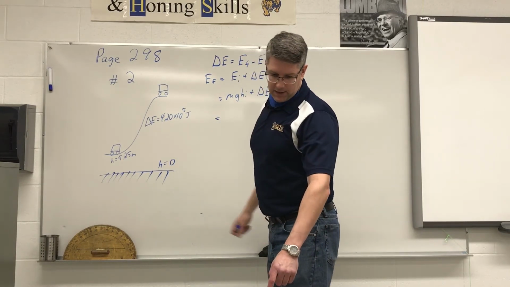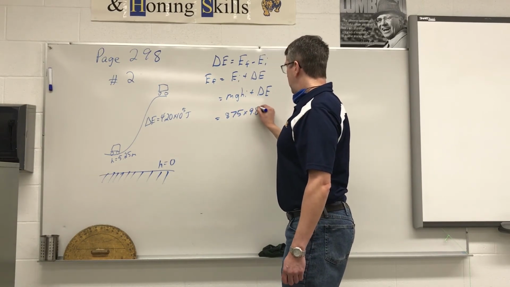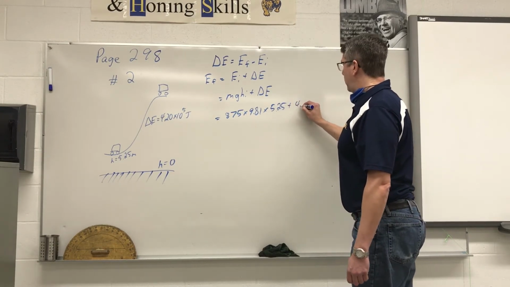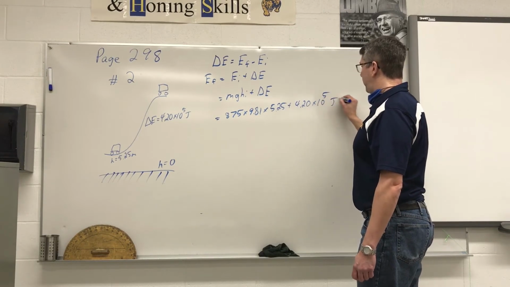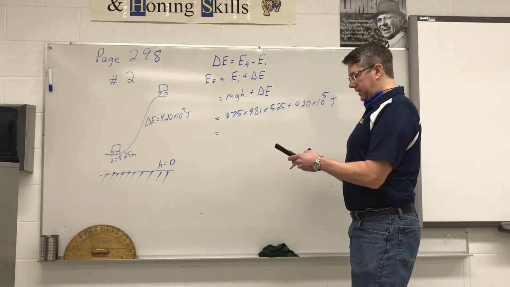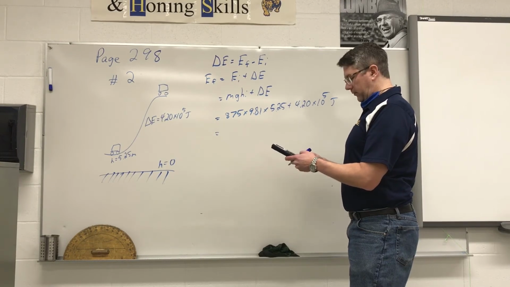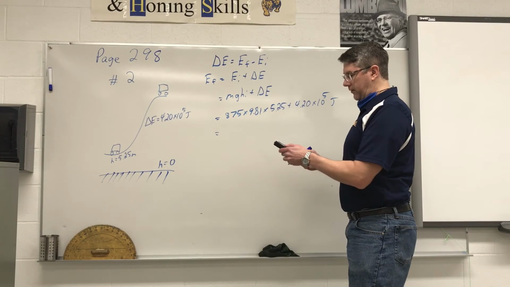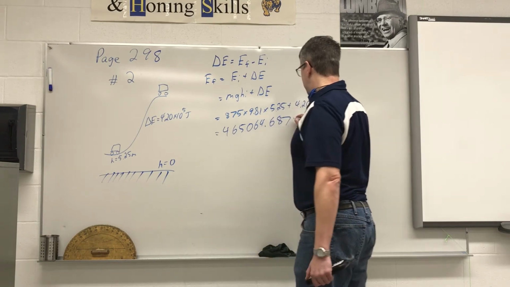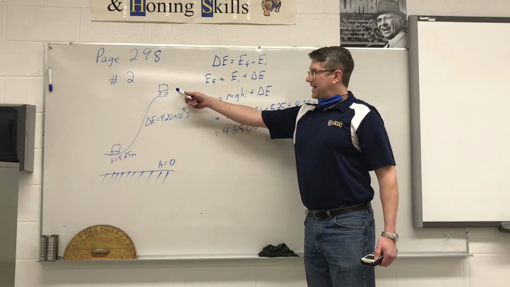So that's going to give us the mass, 875 kilograms, times 9.81 times the height, 5.25, plus our change in energy, 4.20 times 10 to the power of 5 joules. So put that into our calculator. So we have 875 times 9.81 times 5.25 meters plus 4.2 times 10 to the power of 5 gives us 465,064.6875 joules.